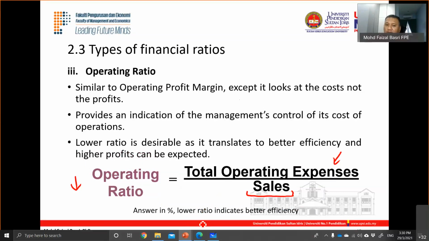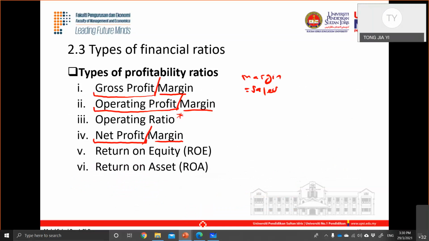We cannot justify or analyze based on a standalone figure. That's why, when we don't have any point of reference, I can only show you how to calculate, but we cannot analyze or compare. So bear with me. We've done the first four.